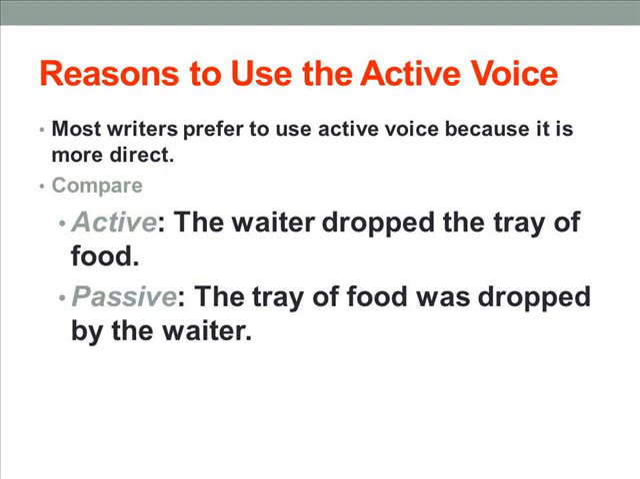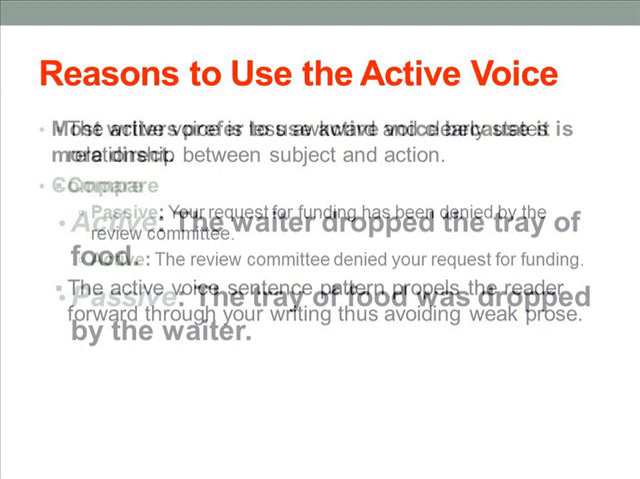Consider this first sentence. "The waiter dropped the tray of food" versus "The tray of food was dropped by the waiter." The first sentence gives that sense of immediacy. You can almost hear that tray crash to the ground. Whereas the second one, I almost envision it dropping lightly like a feather onto the floor. You don't hear that sense of immediacy. There's no action present in the sentence, which is why most writers prefer to use the active voice. It's more direct. It conveys that sense of immediacy that just isn't there with a passive voice.